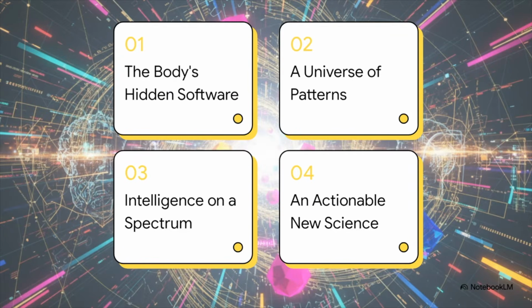All right, so here's how we're going to break this down. First, we're going to look at the body's hidden software. Then we'll get into this idea of a universe of patterns. From there, we'll explore intelligence as a spectrum. And finally, we'll see how this becomes a whole new actionable science.